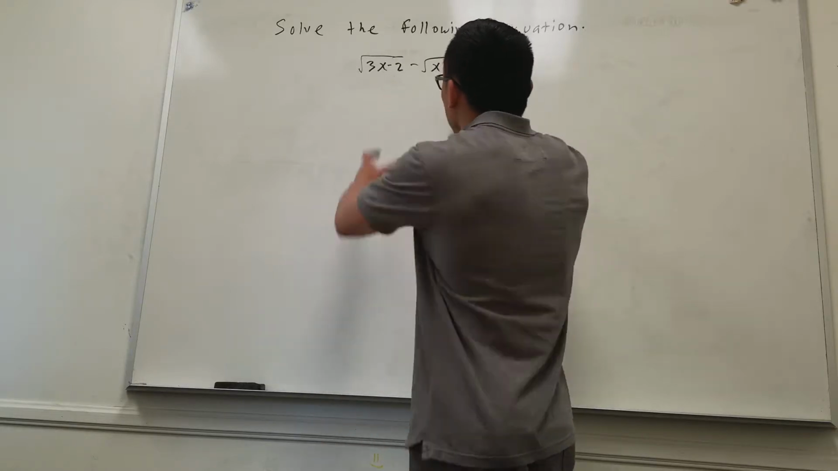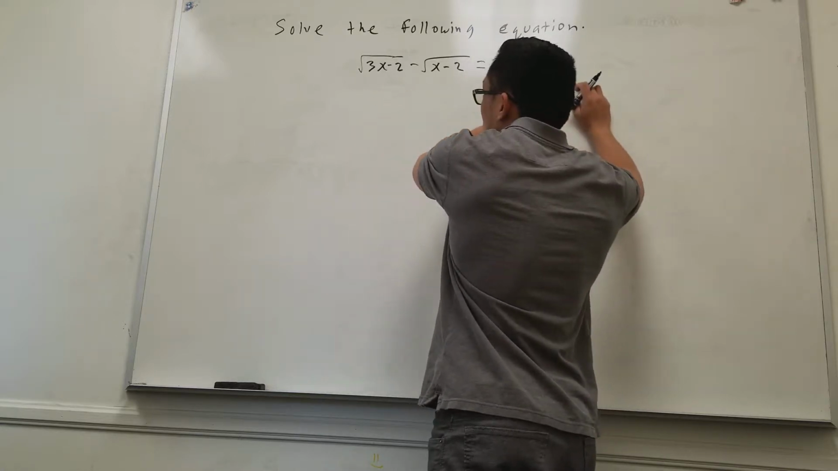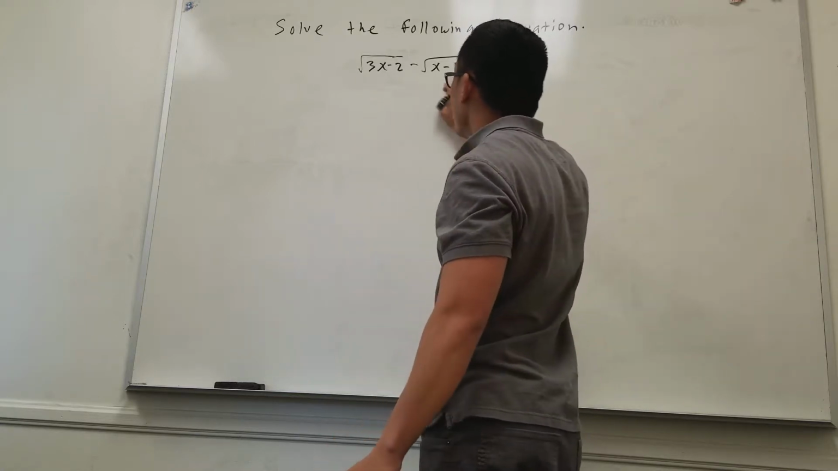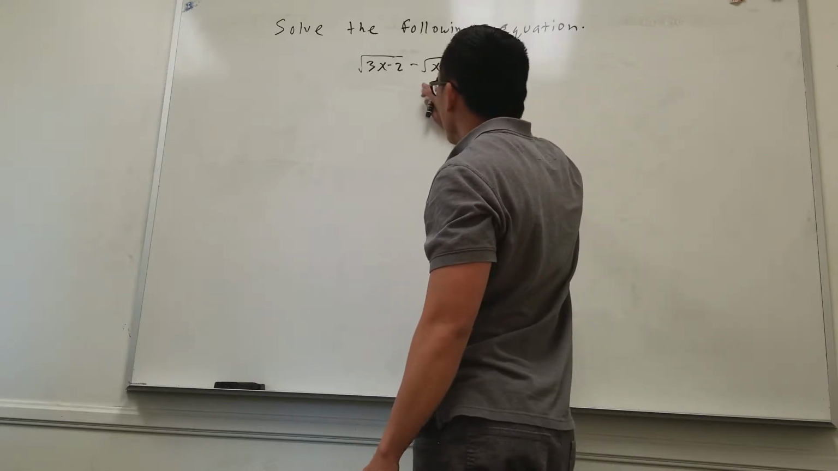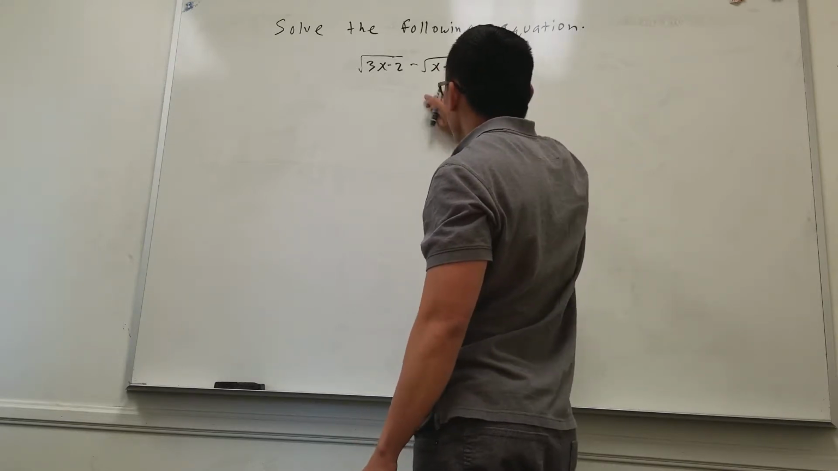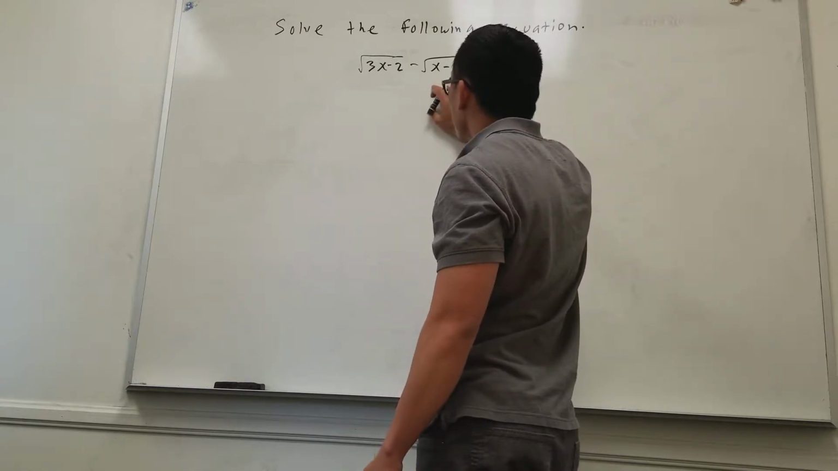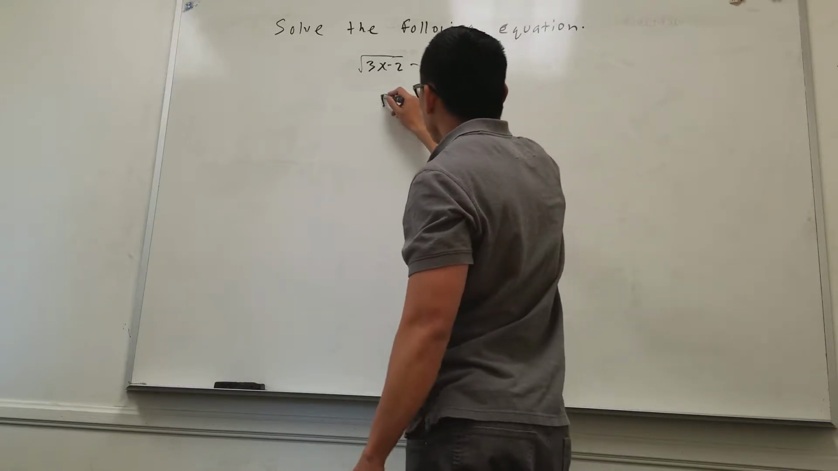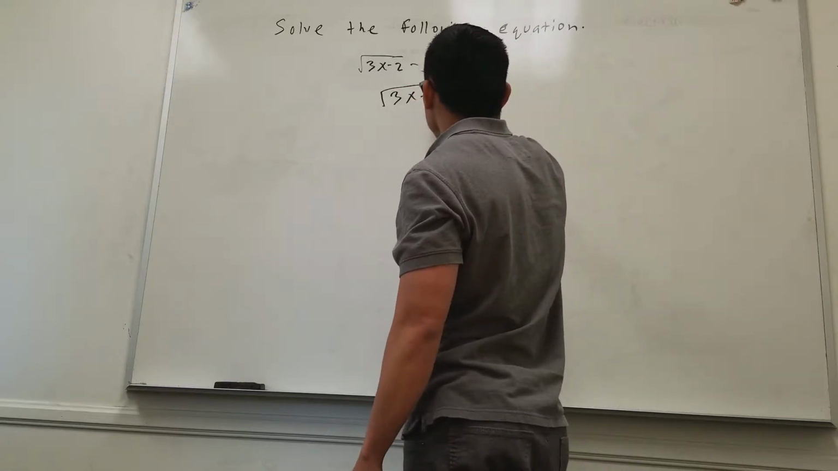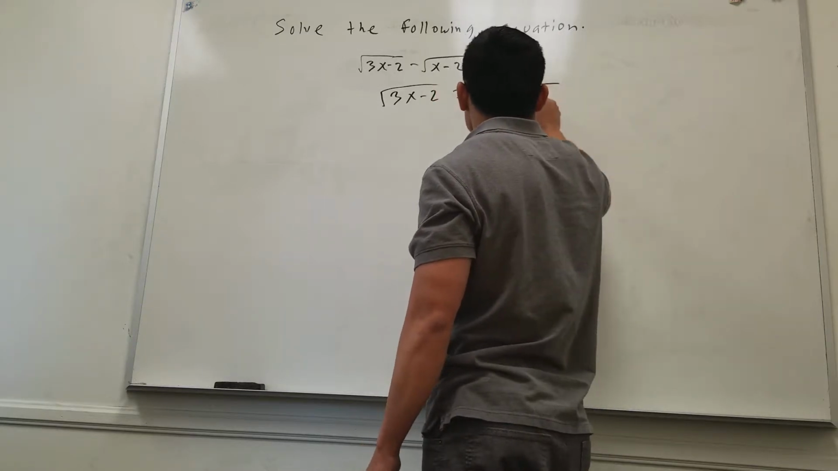So I can certainly square this and square this. If I have to square this, I have to square this side too. Or I can bring one of them to the other side. Usually the easiest way to do this is to bring one of them to one side. So what I'm going to do is bring the square root of x minus 2 into this side. So I'm going to have 3x minus 2 is equal to 2 plus the square root of x minus 2.